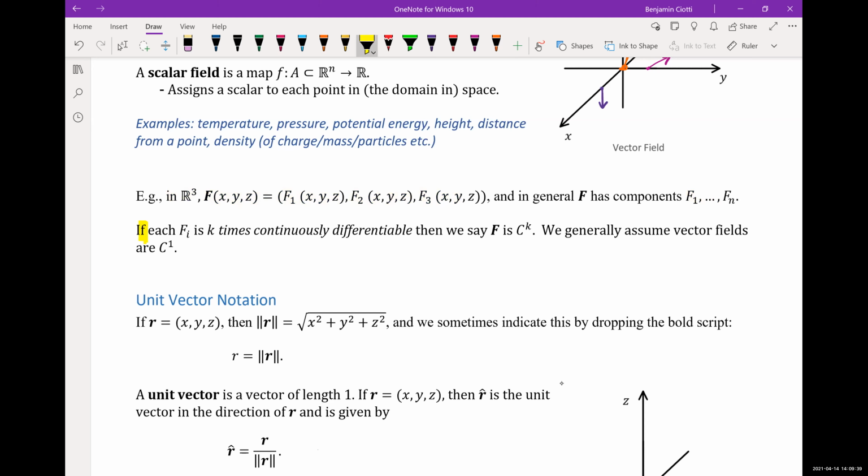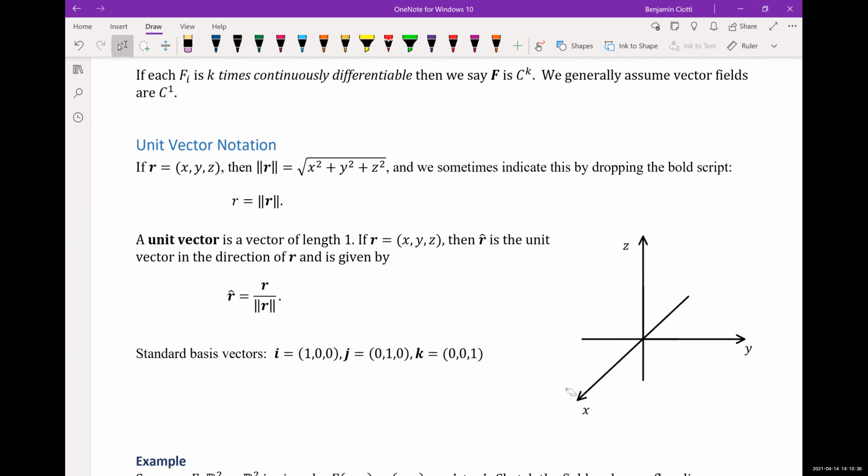Also, just a heads up, if we have a vector field and each one of the components is k times continuously differentiable, that means for each one, you can take k partial derivatives with respect to any of the variables that it's a function of, and all of them are continuous. In that case, we'll say f is of class Ck. And in this class, for the most part, we'll assume that vector fields are at least C1. So we can at least take one partial derivative for the most part.